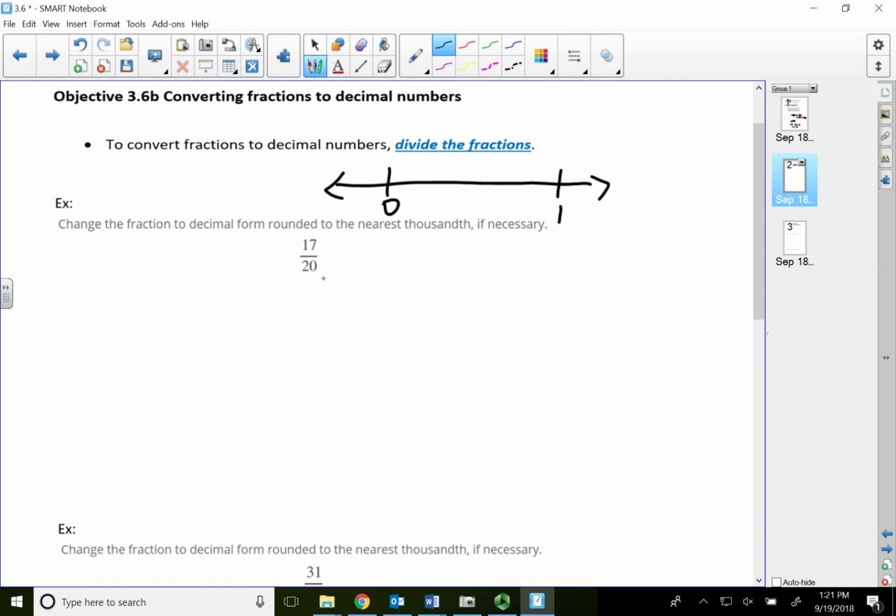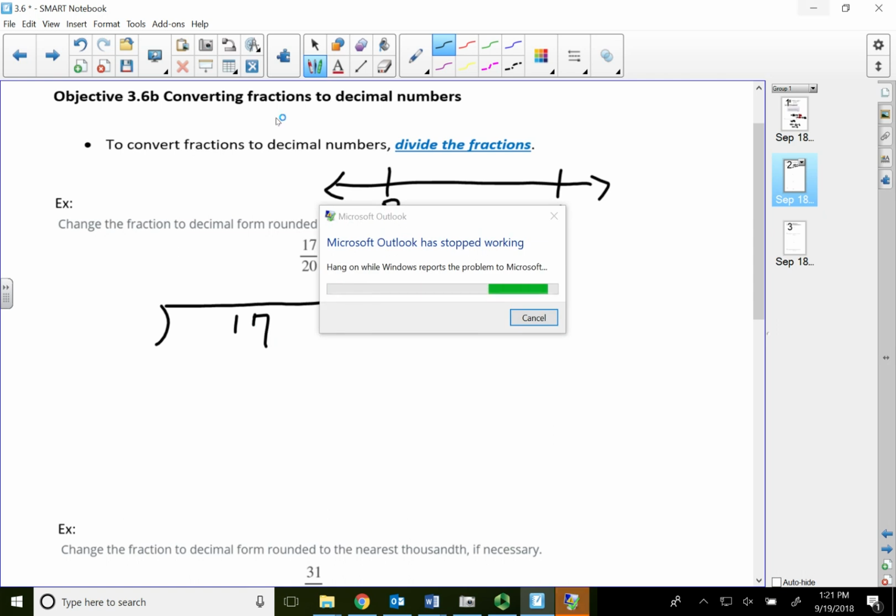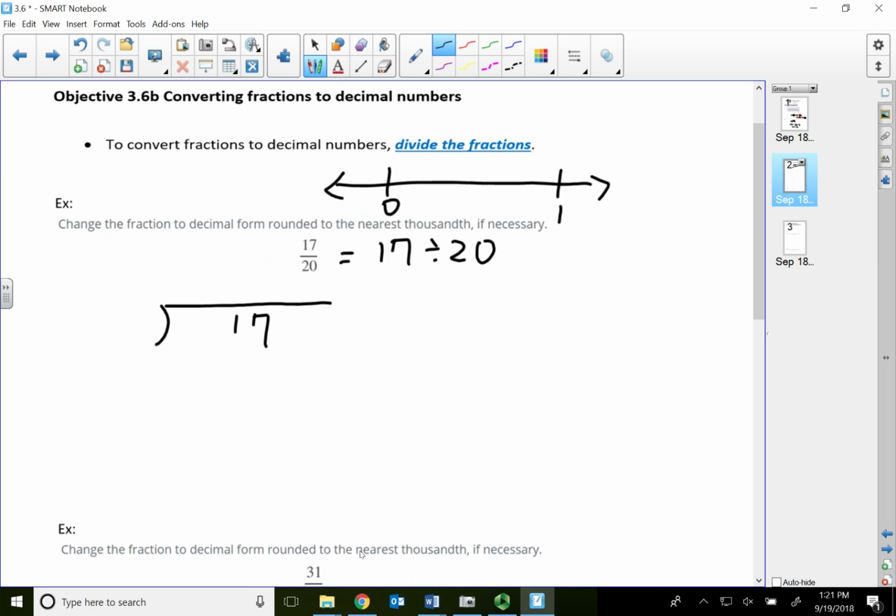So for 17 over 20, it's very important that you see the 17 is the dividend and 20 is the divisor. The saying is, whatever goes first, or whatever is on the top, goes to the inside. The divisor always goes on the outside. Change the fraction to decimal form, rounded to the nearest thousandth.